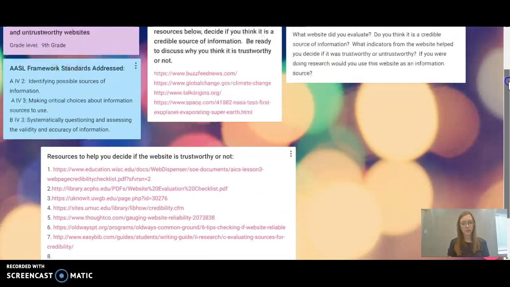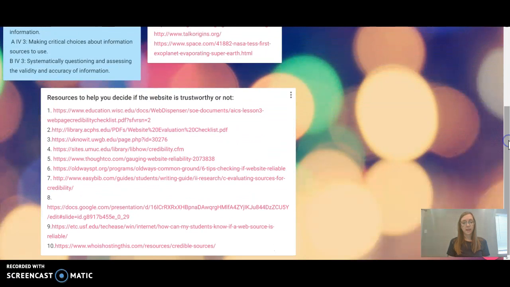So I'm going to scroll down here, and we're going to look at, there are 10 resources here that are all hyperlinked on our Padlet page. And you can use any or all of these resources to determine if you thought your website was credible. There are checklists, there are good tips on here to look to see if you thought it was a credible source of information or not. So be sure you check these out to help you make your decisions.